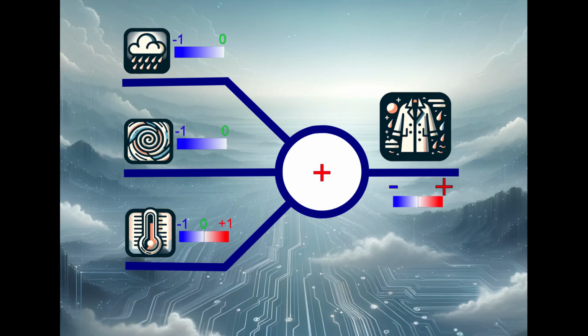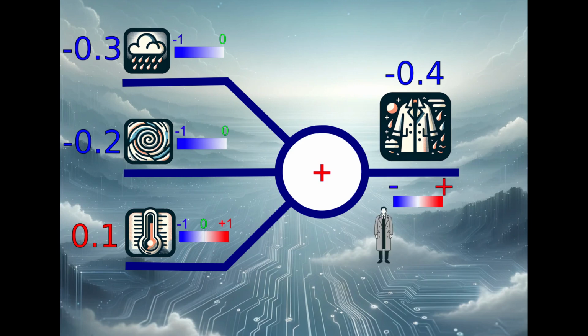Let's test our assumption. If there's a light rain outside, -0.3, and a light wind, -0.2, and the temperature is slightly above comfortable, say, 0.1, our sum is -0.4. This number suggests we should wear a coat, as we might get wet. The breeze will chill us, and we might get cold.